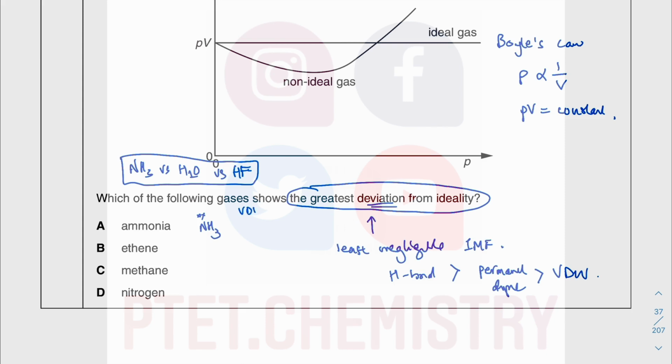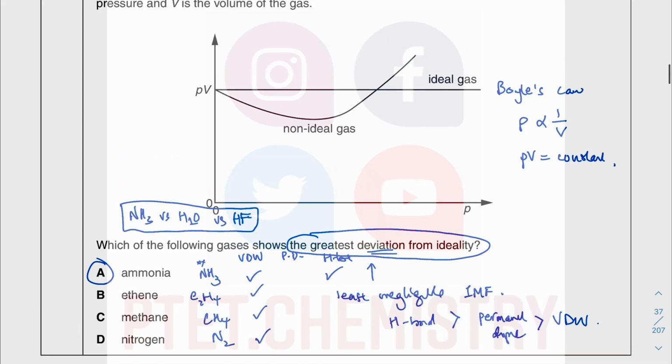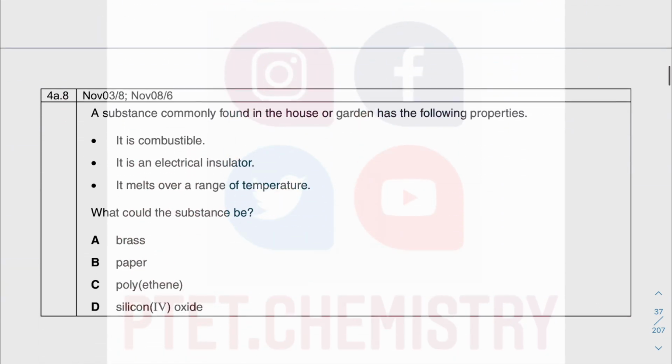So if I set up van der Waals, permanent dipole, and hydrogen bond, hydrogen bond is just a stronger version of permanent dipole. When you have hydrogen bond, you definitely have permanent dipole. It's just that it is stronger. Ethene is a hydrocarbon, so we are just talking about van der Waals. Same with CH4, just van der Waals. Same with N2, just van der Waals. Very obvious. The hydrogen bond is going to make ammonia have very non-negligible intermolecular force, and therefore it's going to deviate from ideality the most among the examples there.